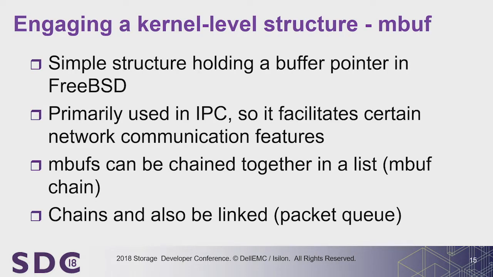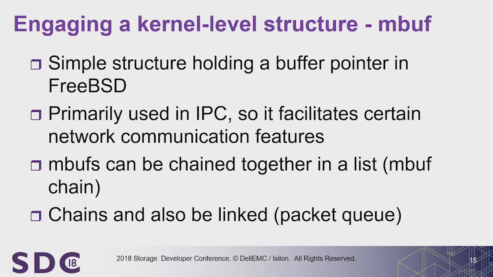So, how does the kernel do that? And by the kernel here, I mean the FreeBSD kernel, because the Isilon clustered solution, OneFS, is based on FreeBSD, so that's how we started the work. The kernel-level structure called mbuf is involved when it comes to operating on sockets and receiving data off the socket and sending it back. It's a very simple structure, primarily a pointer to a buffer in kernel space.